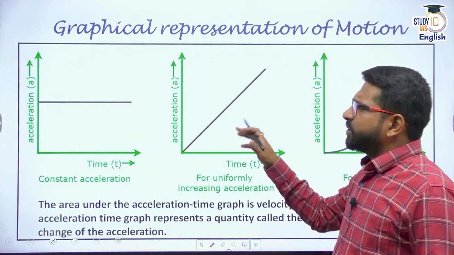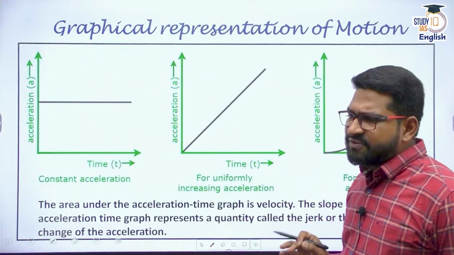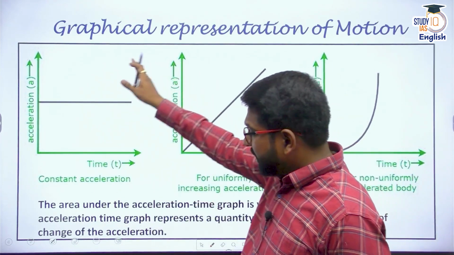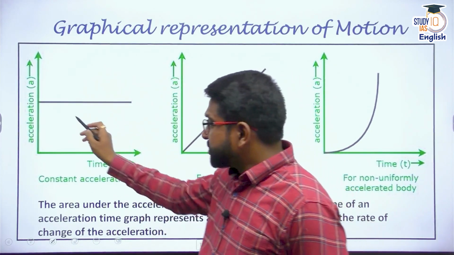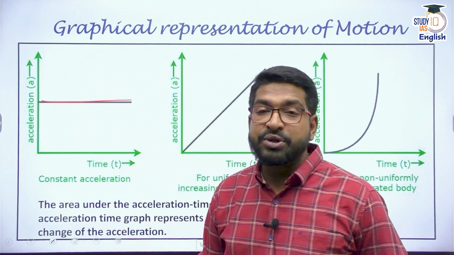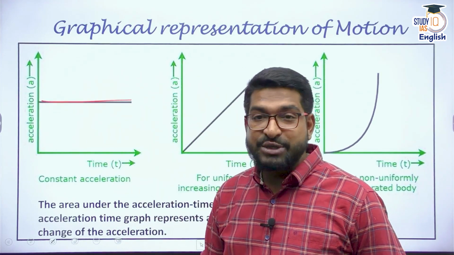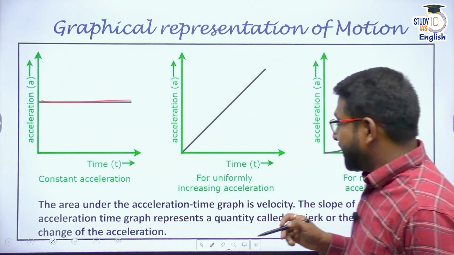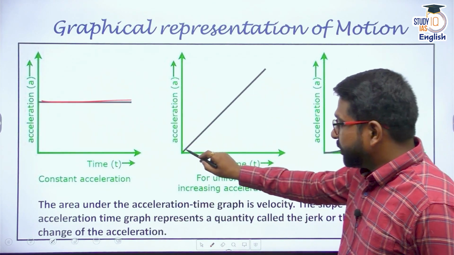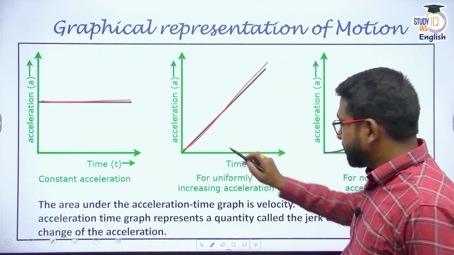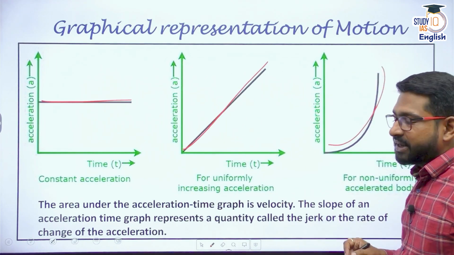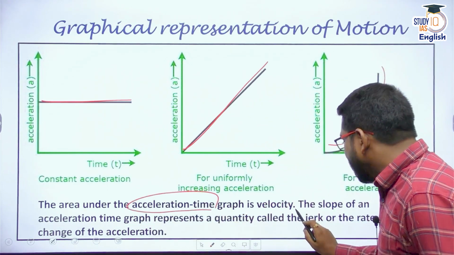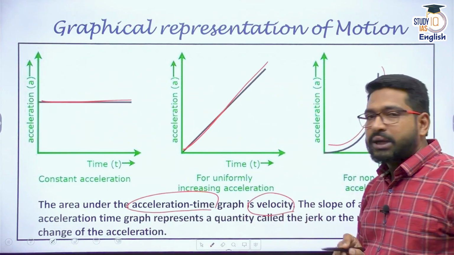Apart from that, we can also draw acceleration time graphs as well, although this is not mentioned in the NCERT, but we can always draw acceleration and time. And if it is a horizontal line, you do know it is constantly accelerating. Again, it is a non-uniform motion where acceleration is constant, and this one is uniformly accelerating, this one is a non-uniformly accelerating body. And the area under the acceleration time graph gives me the concept of velocity.